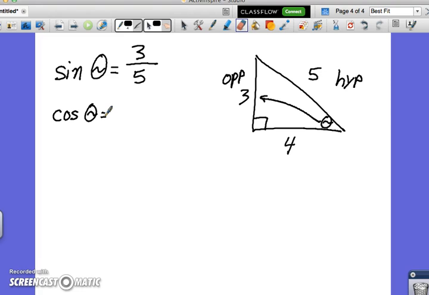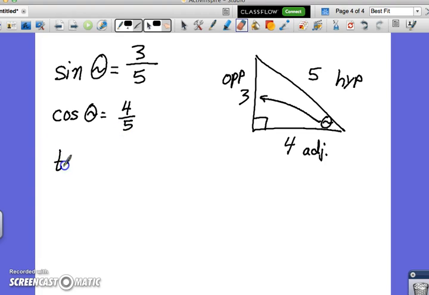Now some of you are going, well, the 5's next to it. Well, no, the 5 is the hypotenuse. So if 5 is the hypotenuse and 3 is the opposite, there's only one that we can be talking about that has to be adjacent, and that's 4. So the cosine of theta then is going to be 4 over 5.